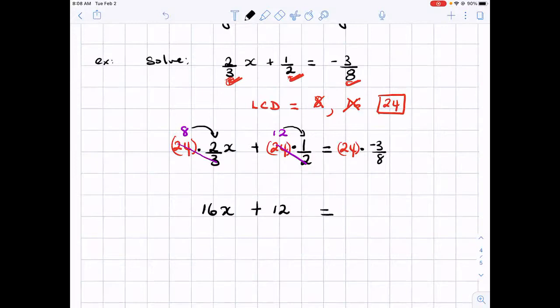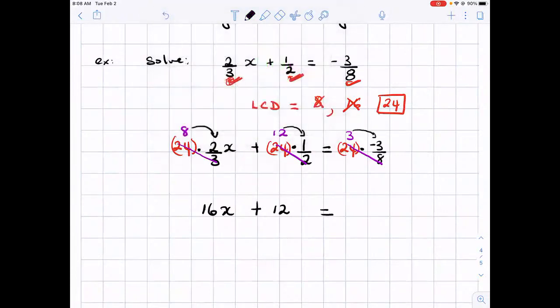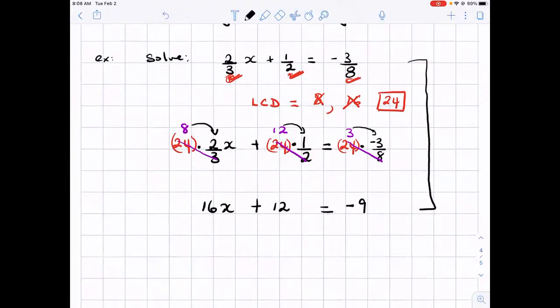equals, look at what we do again. 24 is divisible by 8. 24 divided by 8 is 3. Okay? And then if you multiply 3 times negative 3, that becomes negative 9. So now you have what is called an equivalent equation. These two equations are exactly the same. Okay? They are the same.